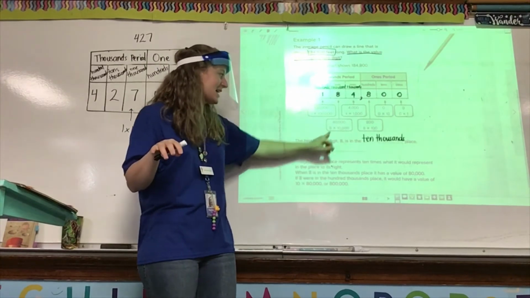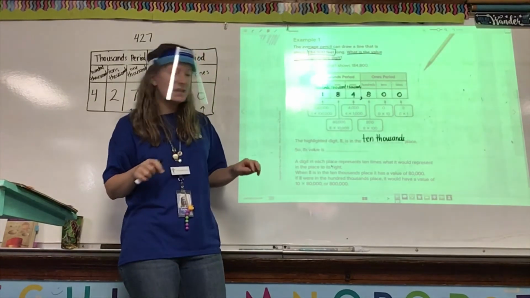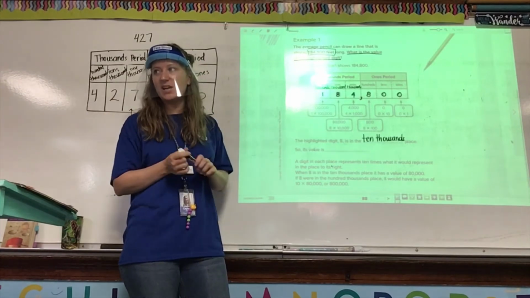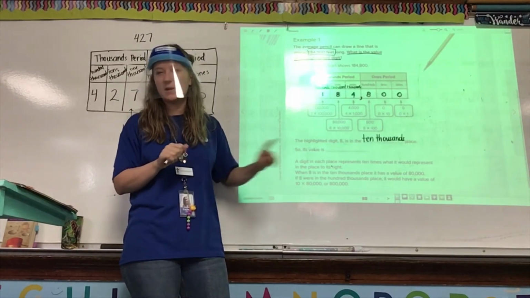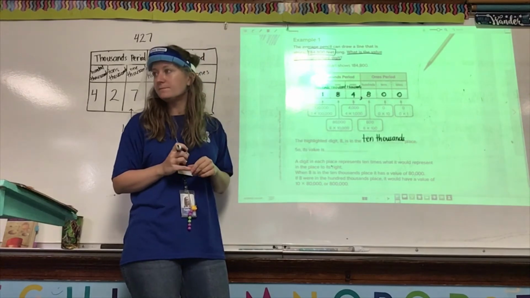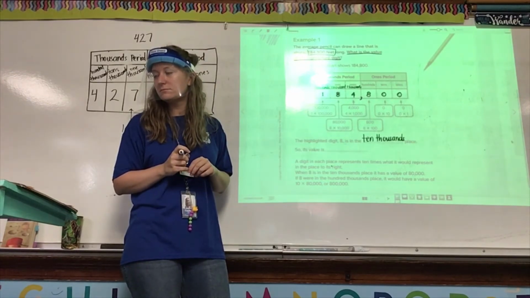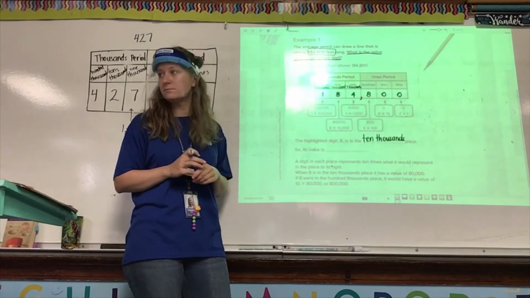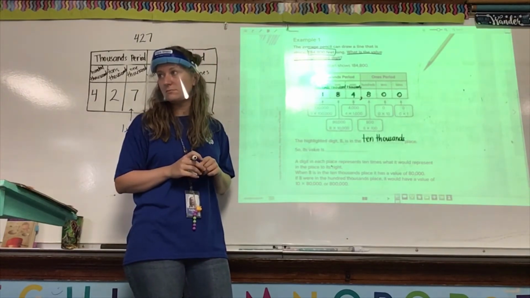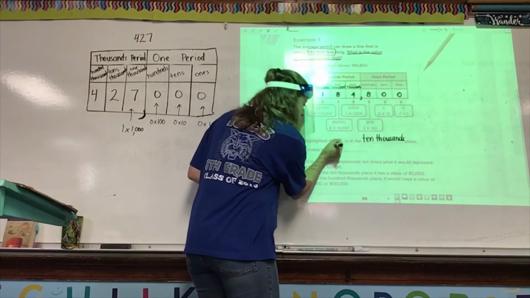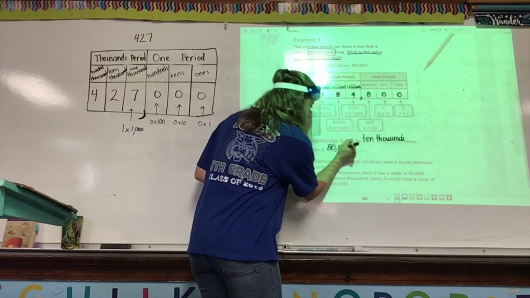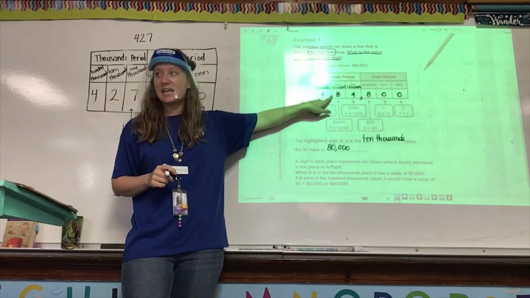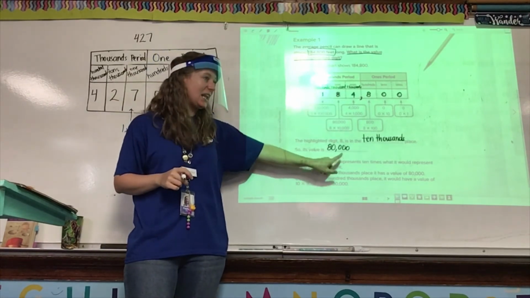So, an 8 in the 10,000s place is worth how much? Let's see, we're going back to Victoria. How much is an 8 in the 10,000s place worth? Look at that number. 80,000. The value of an 8 in the 10,000s place is 80,000.